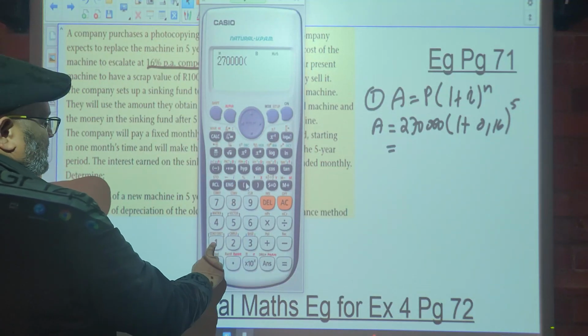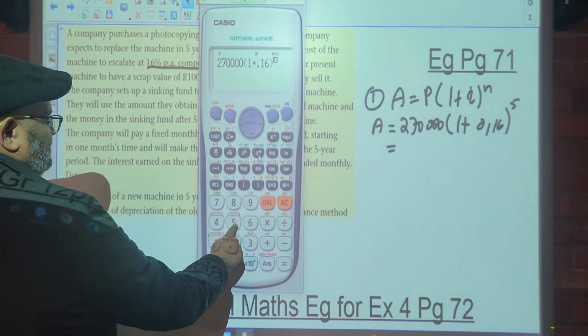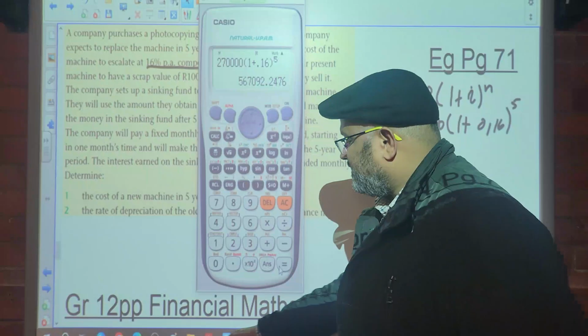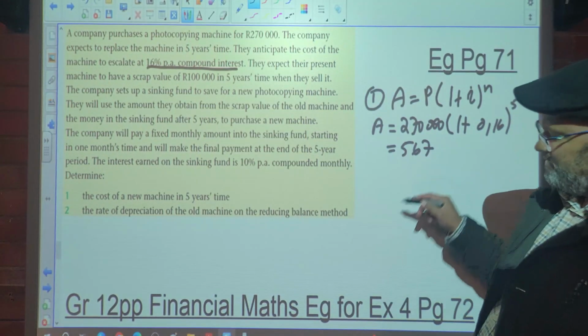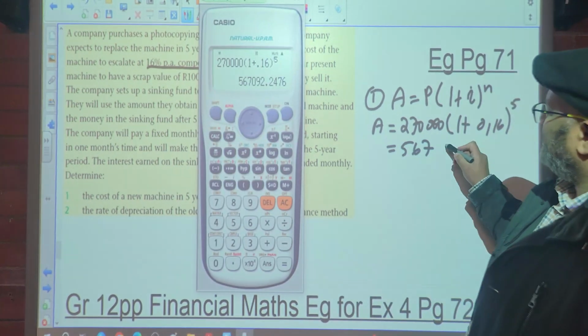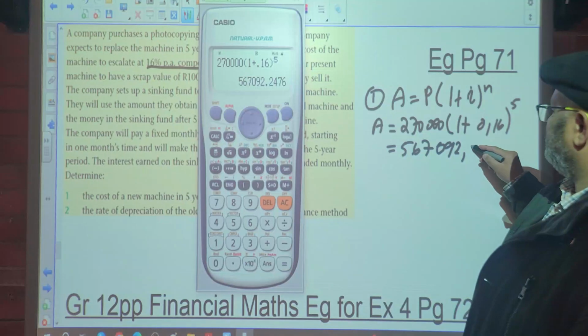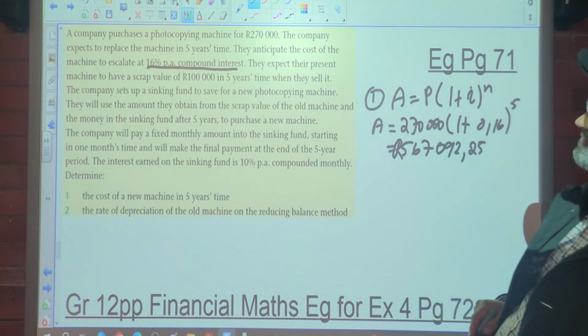$270,000 into 1 plus 0.16 to the exponent 5. So that machine, or a similar machine in 5 years' time, will cost 567,092 Rand and 25 cents.